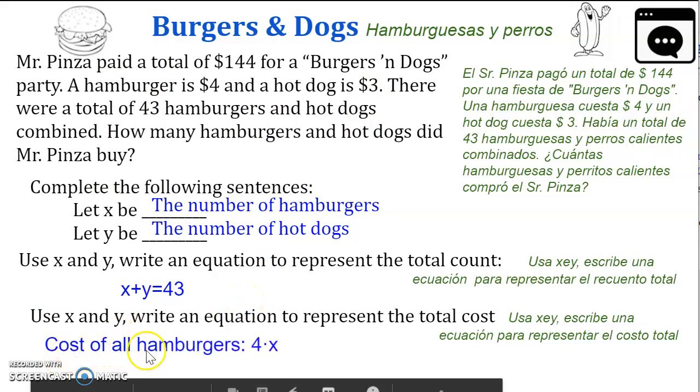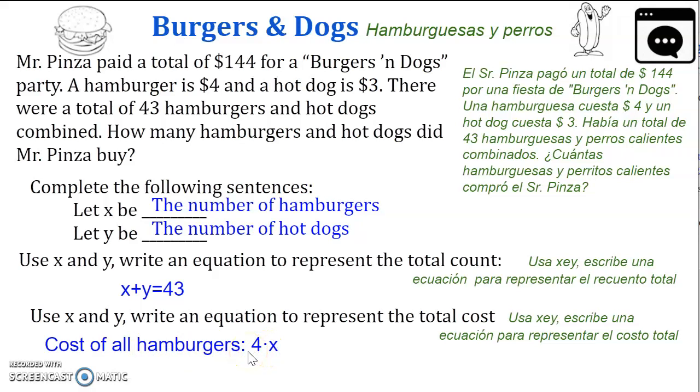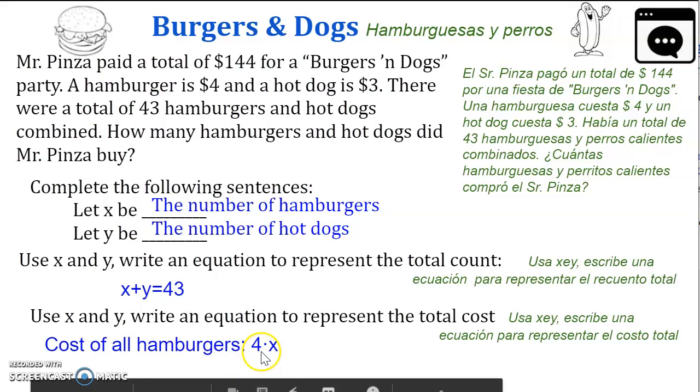Well, the cost of all the hamburgers, so if he bought, say, 3 hamburgers, how much do you think he would have paid? He would have paid 3 times 4, so $12. If he got 5 hamburgers, it will be 4 times 5 or $20, right? So you always multiply however many you got by the cost of each hamburger. So you're going to multiply 4x for the cost of all hamburgers. Similarly, for the cost of hot dogs, it's going to be 3y.